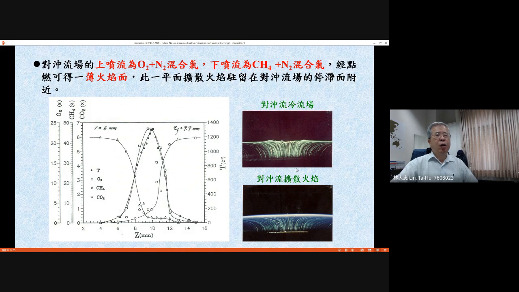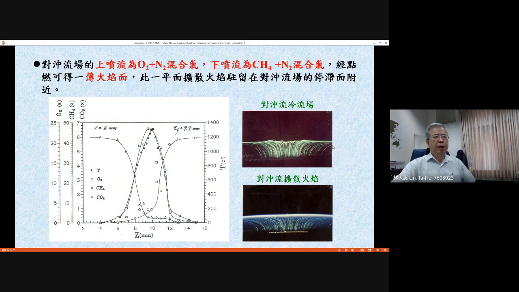And because the oxygen comes from the upper burner and the methane comes from the lower burner, they will meet very close to the stagnation plane. When you ignite it, you can see there is the blue flame here. Okay, and the position of this blue flame, the diffusion flame, is very close to, or we can say it just sits at, the stagnation point, the stagnation plane.